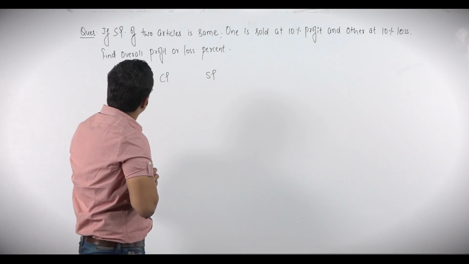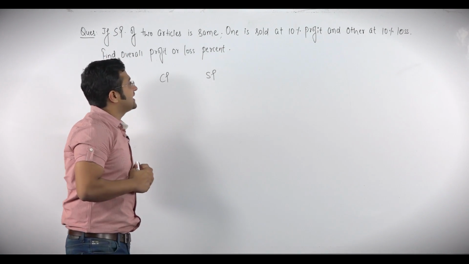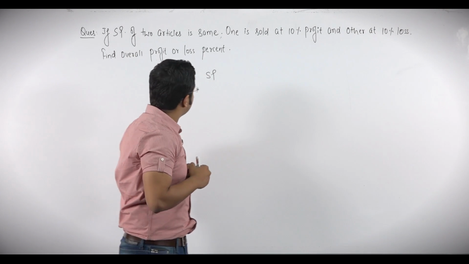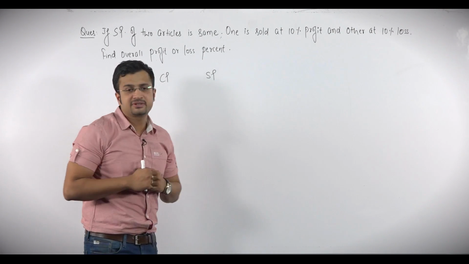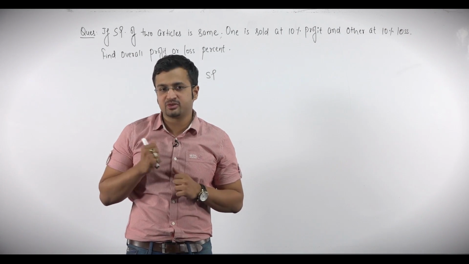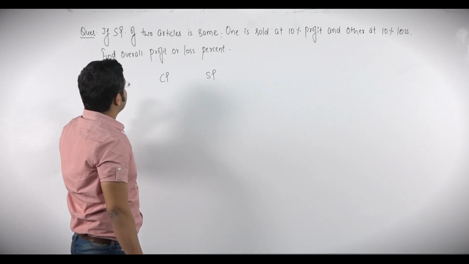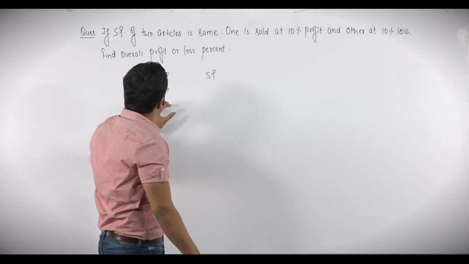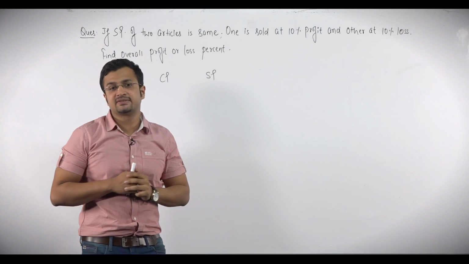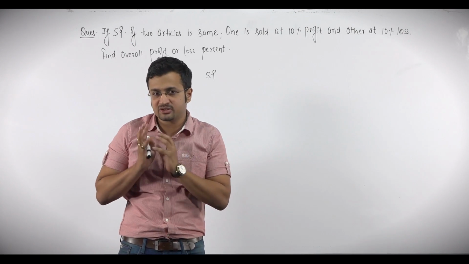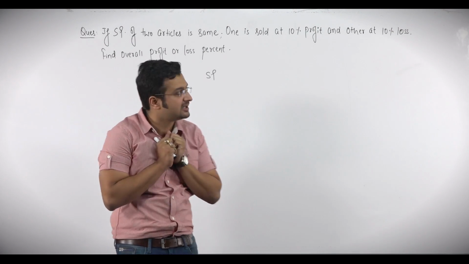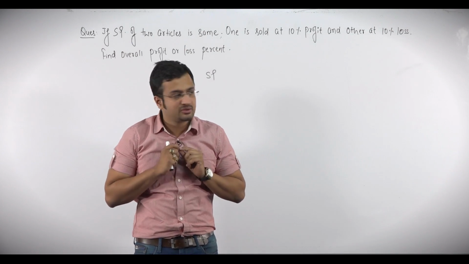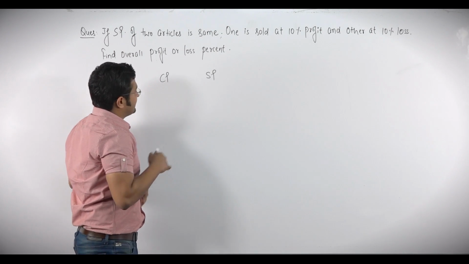So next question is, if SP, that means selling price of two articles is same, one is sold at 10% profit, other at 10% loss, find overall profit or loss percent. What is the difference between the previous question and this question? The simple difference is, in the previous question, cost price of two articles was same, but in this question, selling price of two articles is same. जो पहला क्वेश्चन था उसमें दो आर्टिकल्स का कॉस्ट प्राइस सेम था, इस केस में दोनों आर्टिकल्स का सेलिंग प्राइस सेम है. तो इस क्वेश्चन को हम कैसे करेंगे?